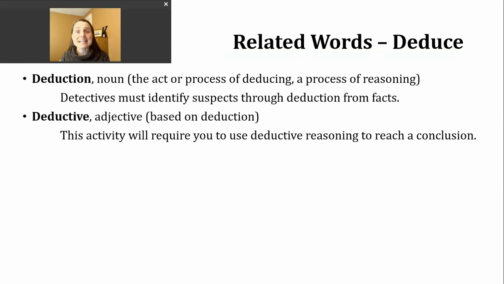Here is an example sentence. Detectives must identify suspects through deduction from facts. So they must arrive at some sort of conclusion. The last word we'll take a look at is the adjective deductive. And what we're describing here is something that is based on deduction. So just that noun, that process of reasoning we've been talking about.